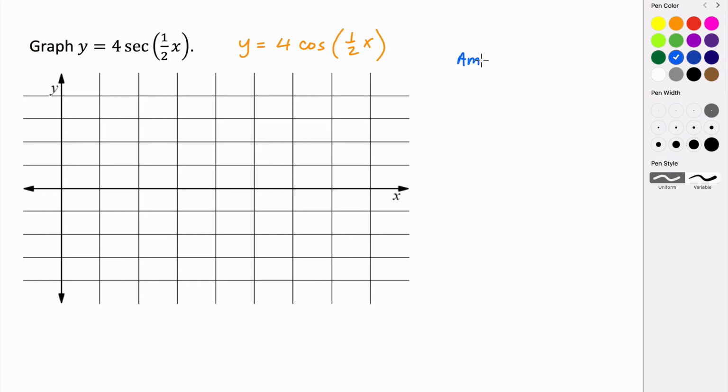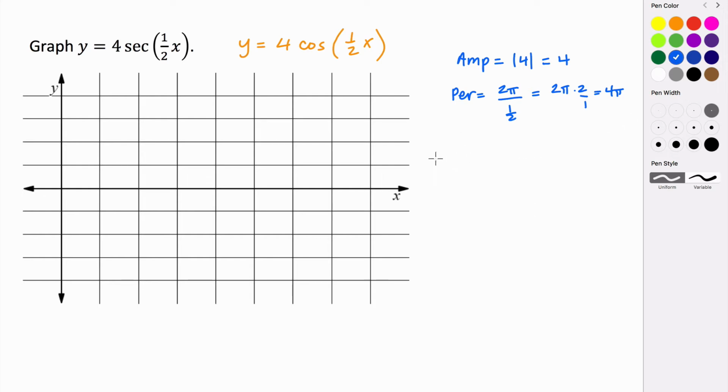So we know that the amplitude is the absolute value of 4, which is just 4. So there's been a stretch of 4, but there's no reflection. The period is 2 pi divided by 1/2, or 2 pi times 2 over 1. So we have a period of 4 pi. There's no vertical shift, and so let's graph this cosine function.